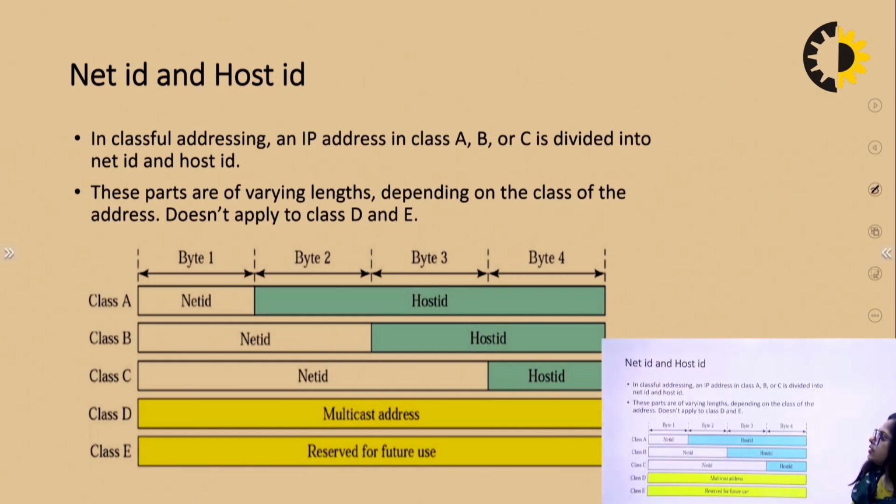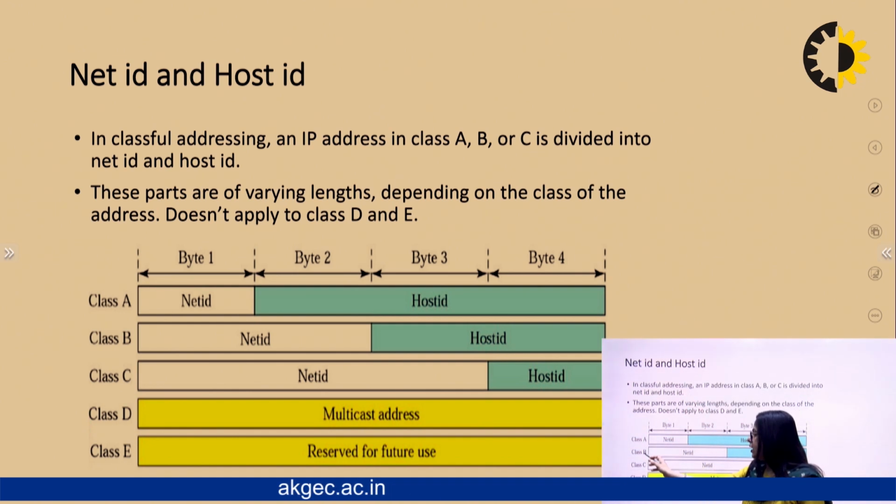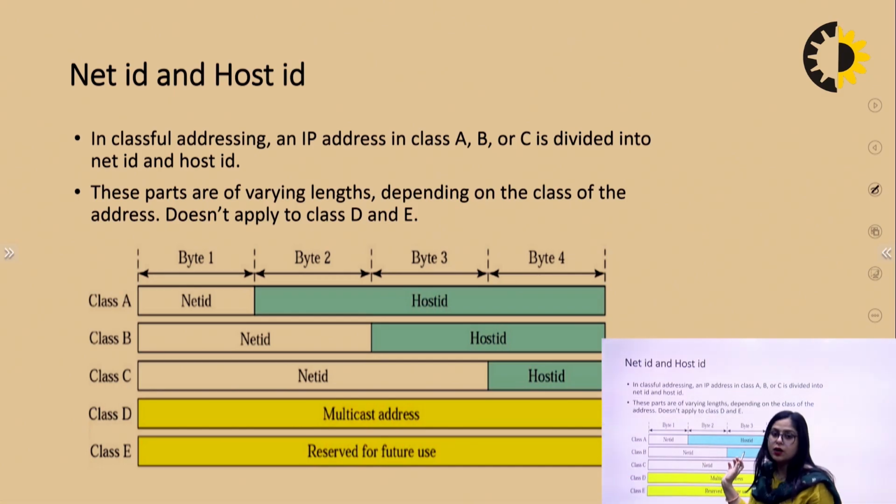Okay. Next, net ID and host ID. In this, now we can understand what is the net ID and what is the host ID. As we can see, there is a partition of address space into the 5 classes, that is class A, class B, class C, class D and class E. In classful addressing, an IP address in class A, B or C is divided into net ID and host ID. See, here class A, class B and class C. These 3 classes are divided into net ID and host ID.